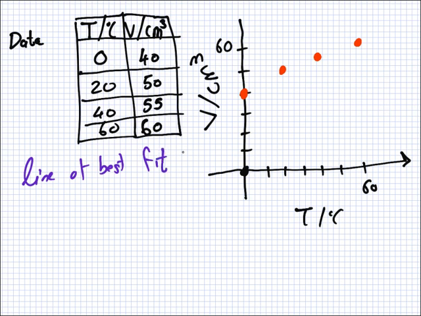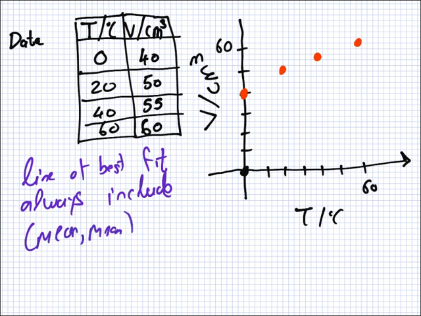What's good to note, though, is there is always one point that should be included on the line of best fit. Does anyone know which point? The first one, like 0, 40? No, not that. Oh, the last one? 60, 60? No. One of the middle ones? Kind of, not quite. You should always include the mean. So on this graph, there's one point missing, which I'll draw in a different colour. It's the mean temperature and the mean volume.